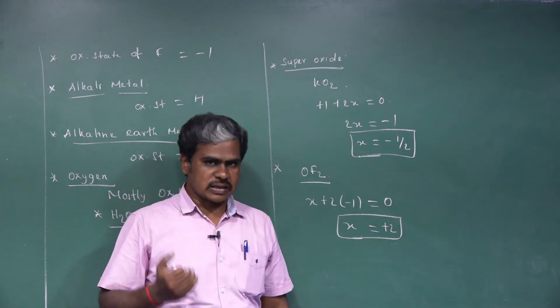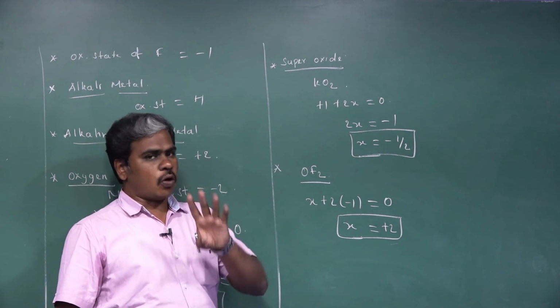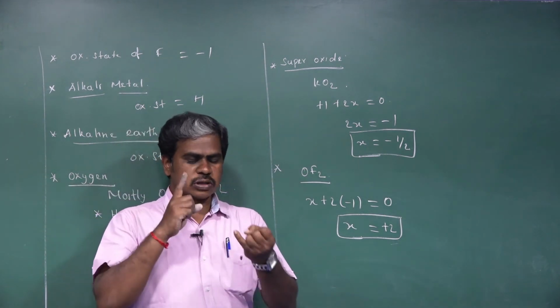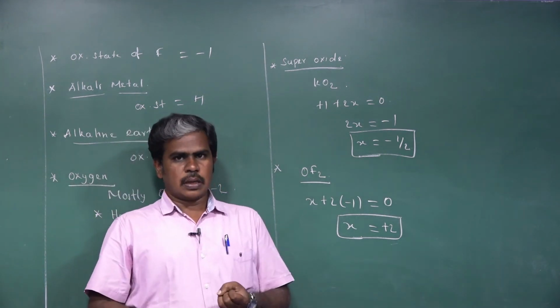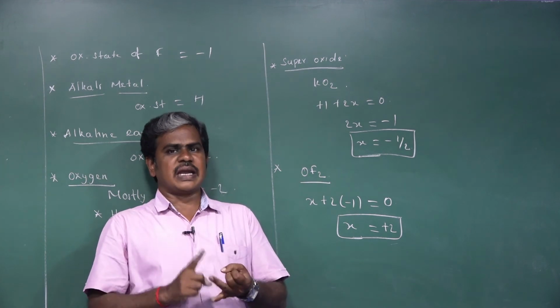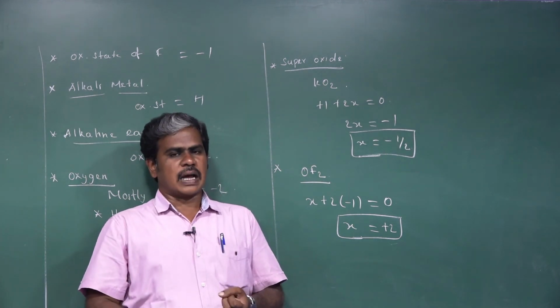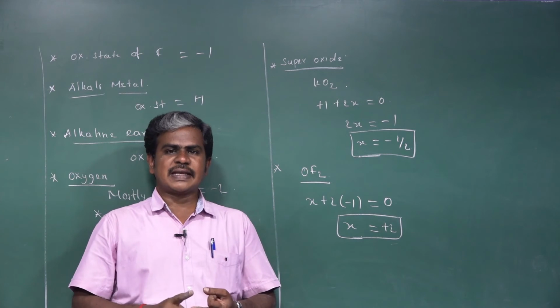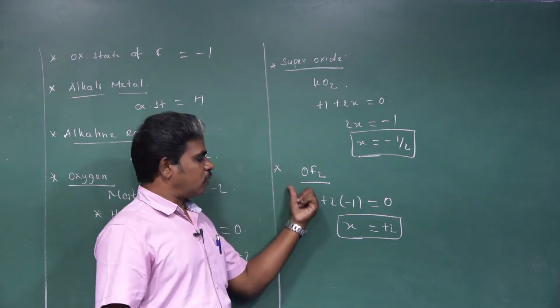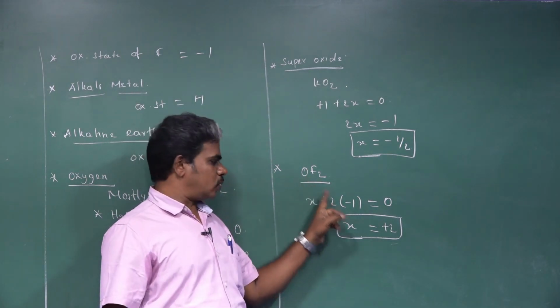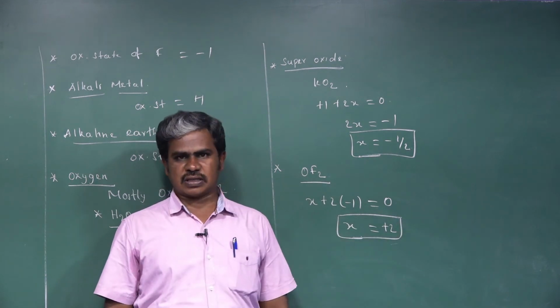So for oxygen, there are 4 oxidation states. Mostly it is -2, and in peroxide it is -1. With superoxide, it is -1/2. With fluorine, in the case of OF2, it is the +2 oxidation state.